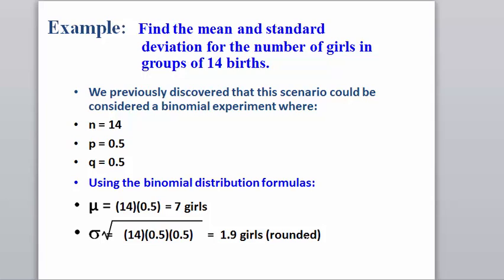So what does that really tell me? If we were to have 14 births, the expected number of girls would be 7. That makes sense. You have a 50-50 chance. You have 14 births, 7 of them will be girls. The standard deviation is 1.9. Loosely, you can interpret that as any given scenario will deviate from the mean by 1.9 girls. So you pick a family of 14 children randomly. The average distance the number of girls is away from 7 is 1.9. That's kind of a loose interpretation there.